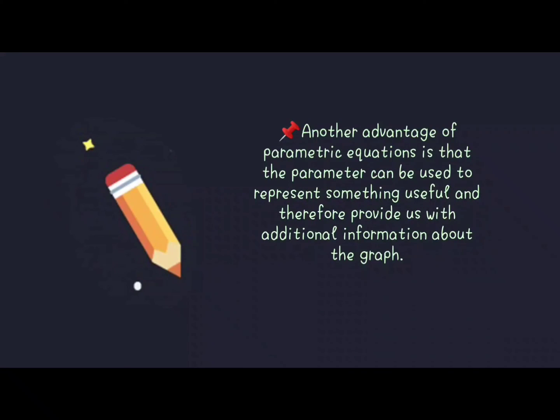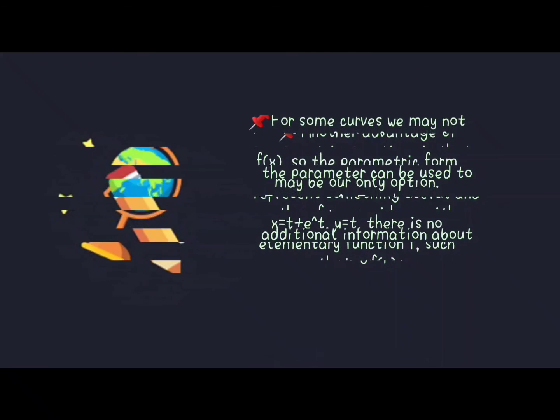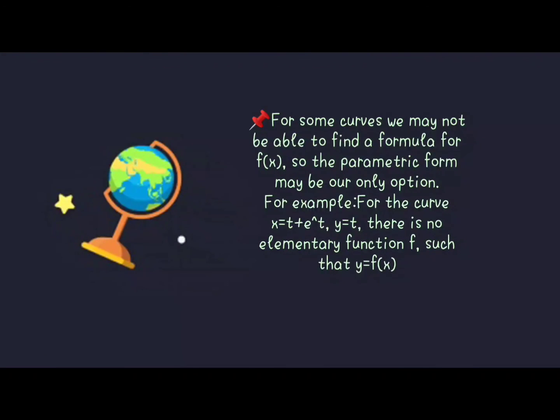Another advantage of parametric equations is that the parameter can be used to represent something useful and therefore provide us with additional information about the graph. For some curves, we may not be able to find a formula for f of x, so the parametric form may be our only option. For example, for the curve x is equal to t plus e raised to t and y is equal to t, there is no elementary function f such that y is equal to f of x.